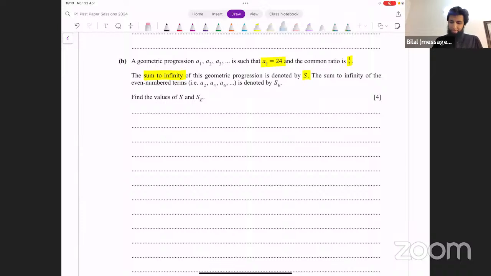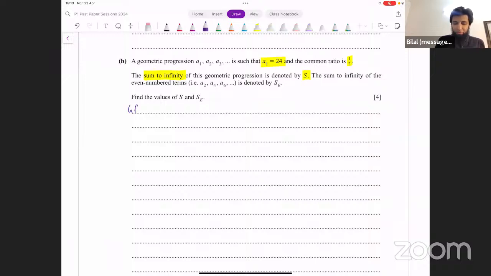Okay. The sum to infinity of the even numbered terms, A2, A4, A6, that's denoted by SE. Find the values of S and SE. So sum to infinity of the first GP. Okay, let's start with that. Sum to infinity of that GP.